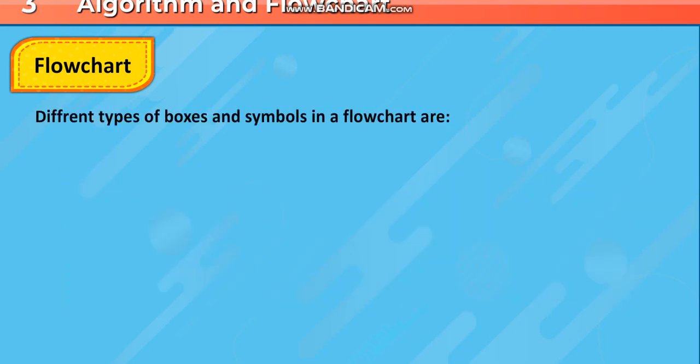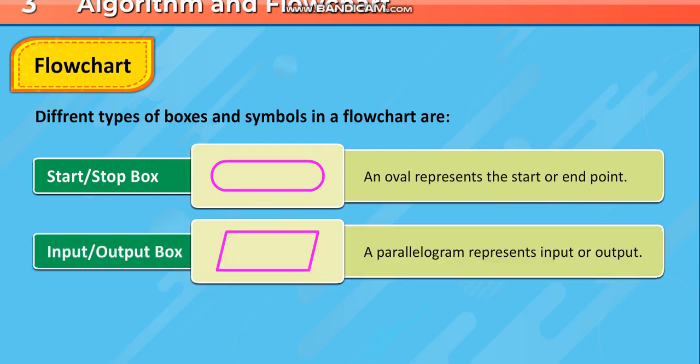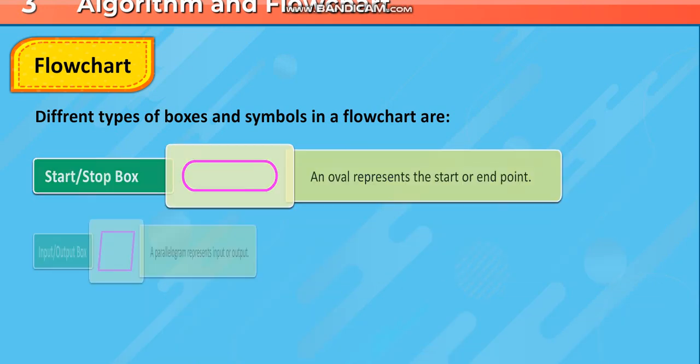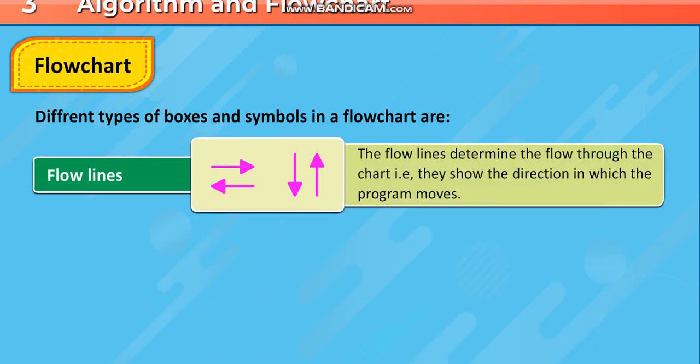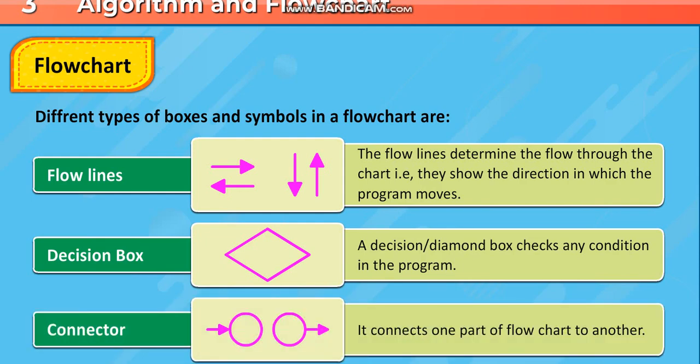Different types of boxes and symbols in a flowchart are: Start or stop box. An oval represents the start or end point. Input-output box. A parallelogram represents input or output. Process box. A rectangle represents a process. Flow lines. The flow lines determine the flow through the chart. That is, they show the direction in which the program moves. Decision box. A decision or diamond box checks any condition in the program. Connector. It connects one part of flowchart to another.